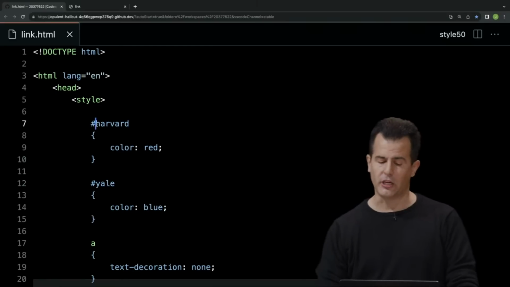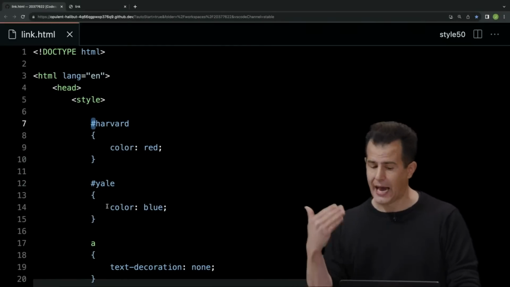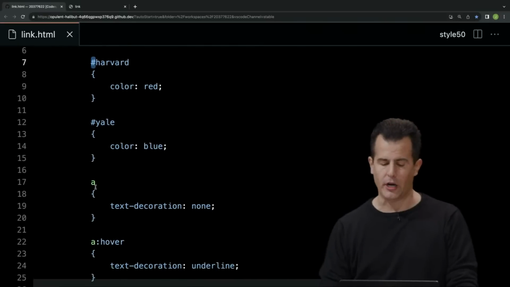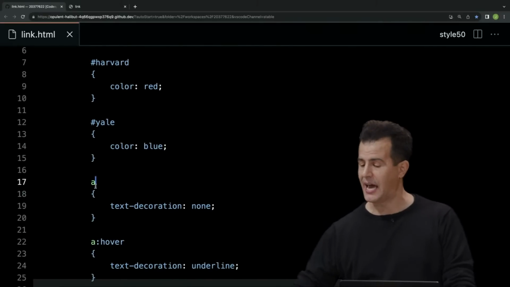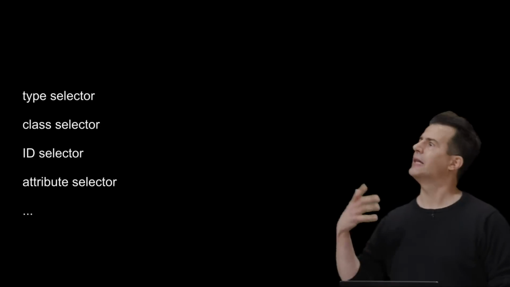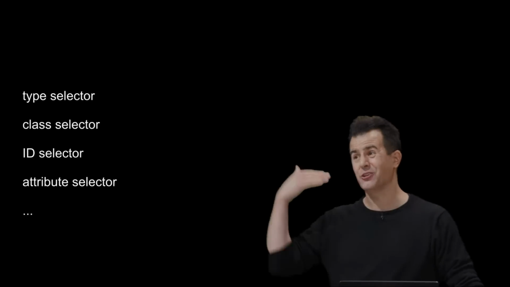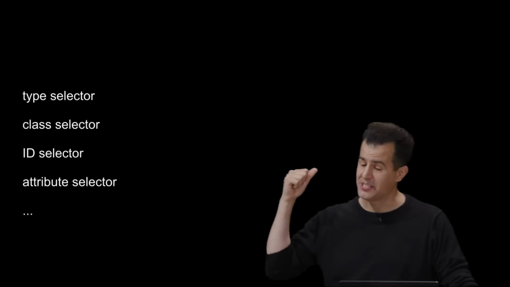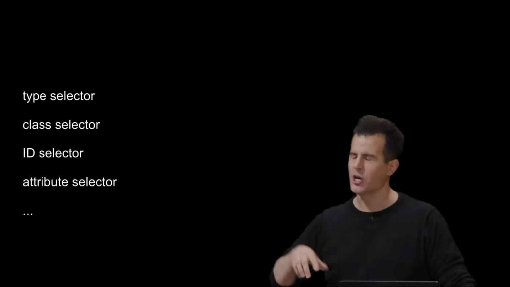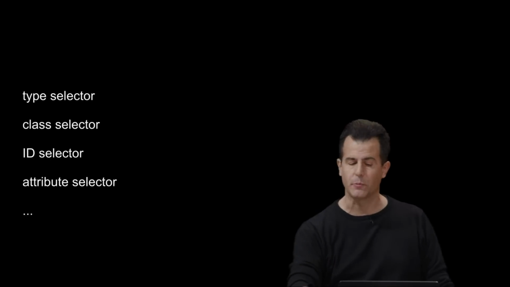The hash symbol here represents an ID. The dot we saw earlier represents a class. And when you don't have a symbol before it, it represents literally the name of the tag. So when I mentioned these various selectors earlier, type selector is just the name of the tag. Class selector is the dot. ID selector is the hash. And there's also ways to select attributes specifically.